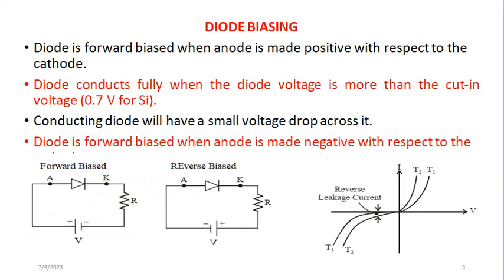Now let us look at the biasing of the diodes. The diodes can be biased either in forward or in reverse mode. The diode is said to be forward biased when the anode is made positive with respect to the cathode. Look at the diode: this is my anode and this is my cathode. I connect the positive terminal to the anode while the negative goes to the cathode. In this case, we say the diode is forward biased. While when the anode is made negative with respect to the cathode, then we say it is reverse biased.